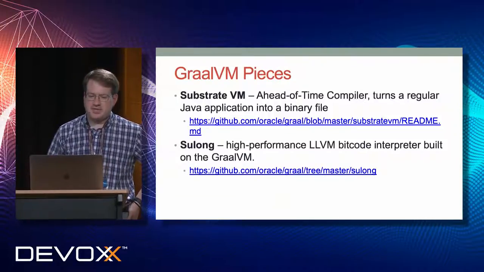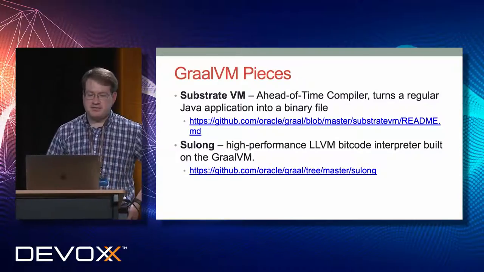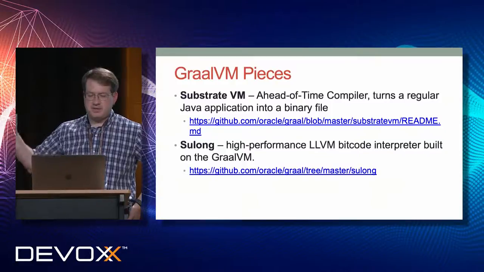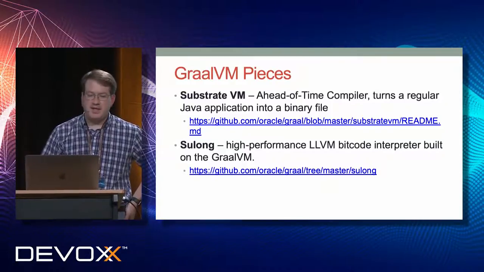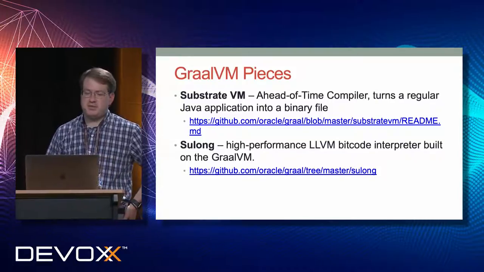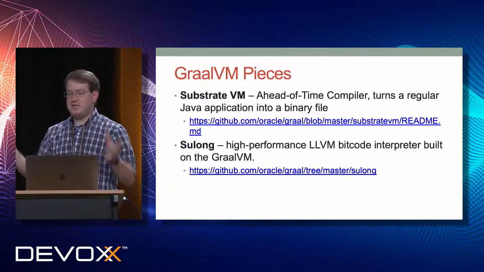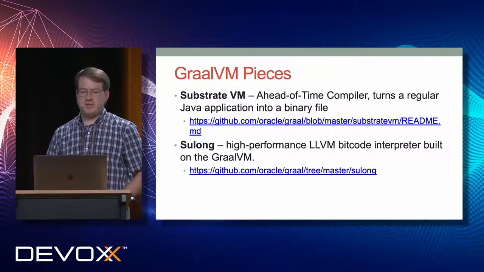There are two other components that you'll come across in reading the documentation. The Substrate VM, which is the ahead-of-time compiler, which turns a regular Java executable into a binary. And also Sulong, which is the high-performance LLVM bitcode interpreter built on GraalVM. And these are all underneath the overarching Graal project up on GitHub.